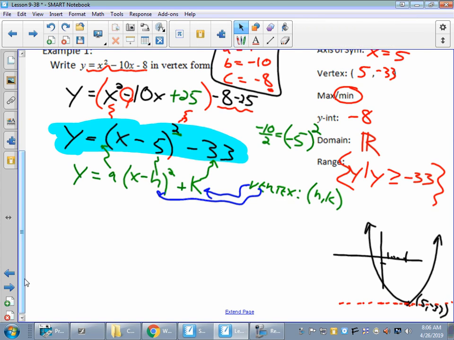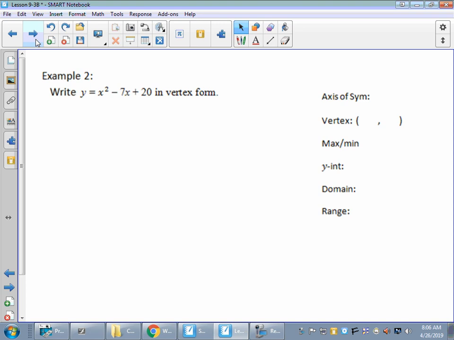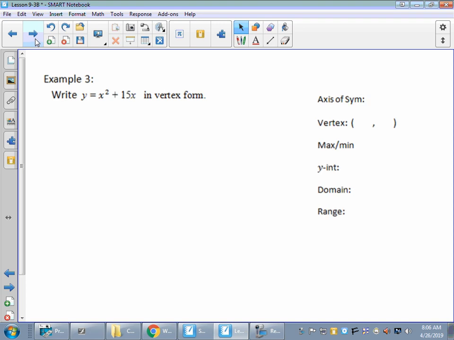Okay, let's try another one here. Let's go to number 3: x squared plus 15x in vertex form. So we're taking it from standard form to vertex form again. I'm going to first write my a's, b's, and c's. That's my step-by-step process. My a is 1. My b is 15 because it's in front of the x. My c, there's nothing there. Well, remember, it's a plus 0. So my c value would be 0 here.